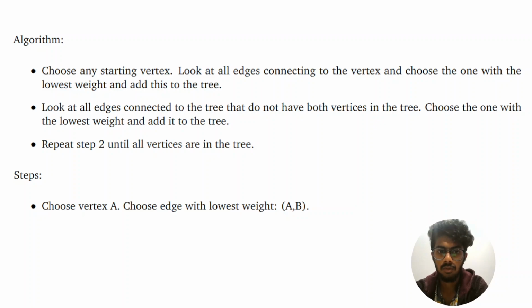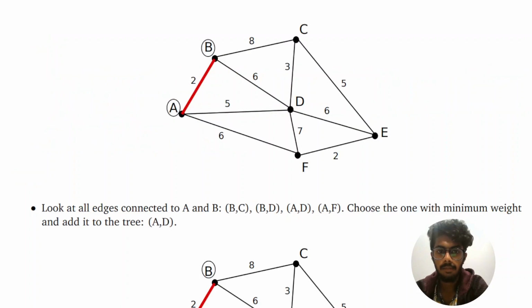Steps. Choose vertex A. Choose the edge with the lowest weight, AB. Look at all edges connected to A and B, which are BC, BD, AD, AF. Choose the one with minimum weight and add it to the tree, which is AD.